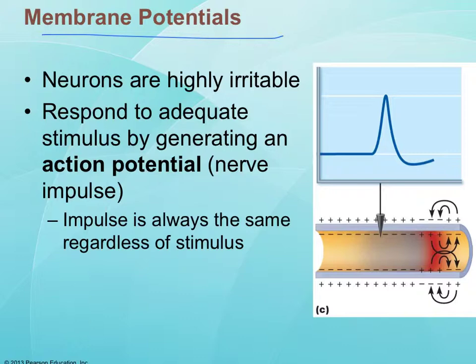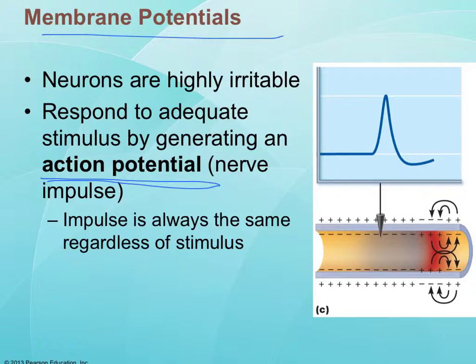Remember when we talked about the resting membrane potential, the membrane is negative inside and positive outside, so that keeps a potential that the membrane can be disturbed. And all neurons are highly irritable, which means if there's enough stimulus, the membrane potential will change and it may generate an action potential, which we also call the nerve impulse.